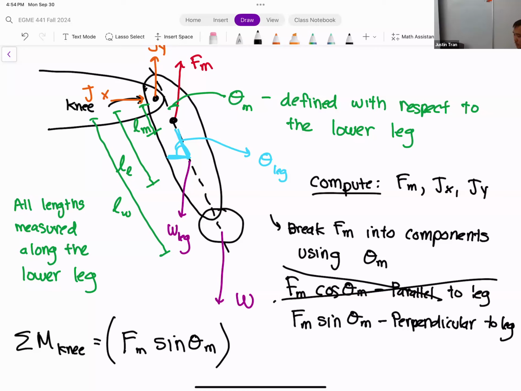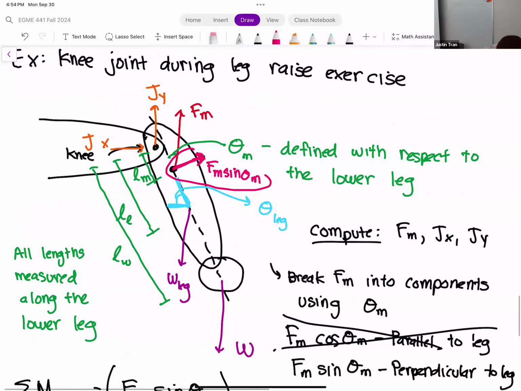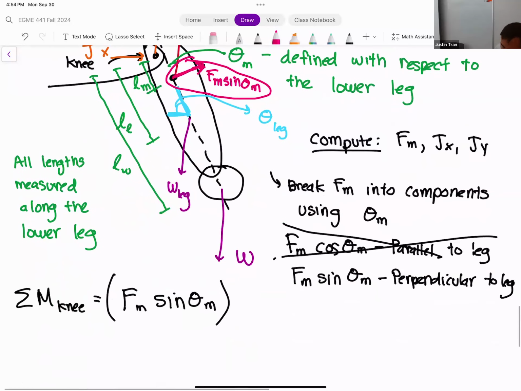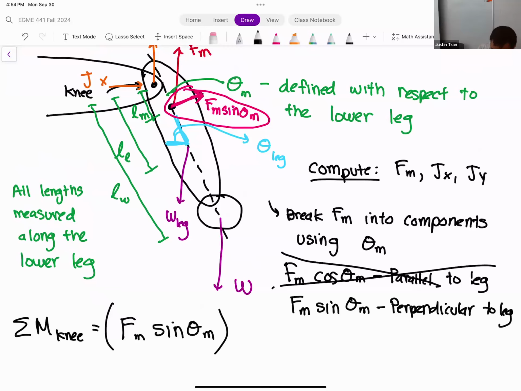And then we need the moment arm for this force. If we visualize Fm sine theta m, let me use pink here just to make it stand out a bit more. In pink right here, this is Fm sine theta m. We need the perpendicular distance between that force component and the joint itself, which is conveniently given to us in the problem, which is just Lm.